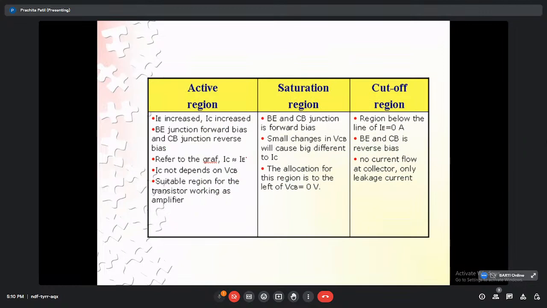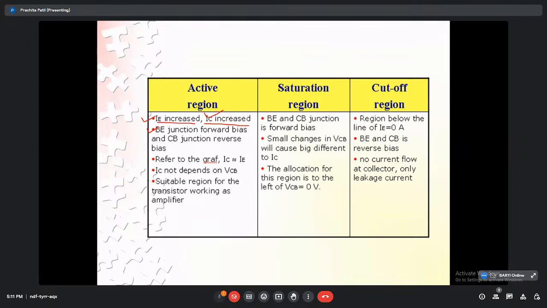Now, in these regions, what is happening? Again, comparatively, you must remember this for your examination. In the case of the active region, here you can see if IE is increased, IC is increased. Meaning if the emitter current is increased, your collector current is also increased. You must remember this. First we see the active region. So what is happening in the active region? If IE is increased, IC is also increased. Then the base to emitter, or emitter to base junction, is forward biased, and the collector to base junction is reverse biased.